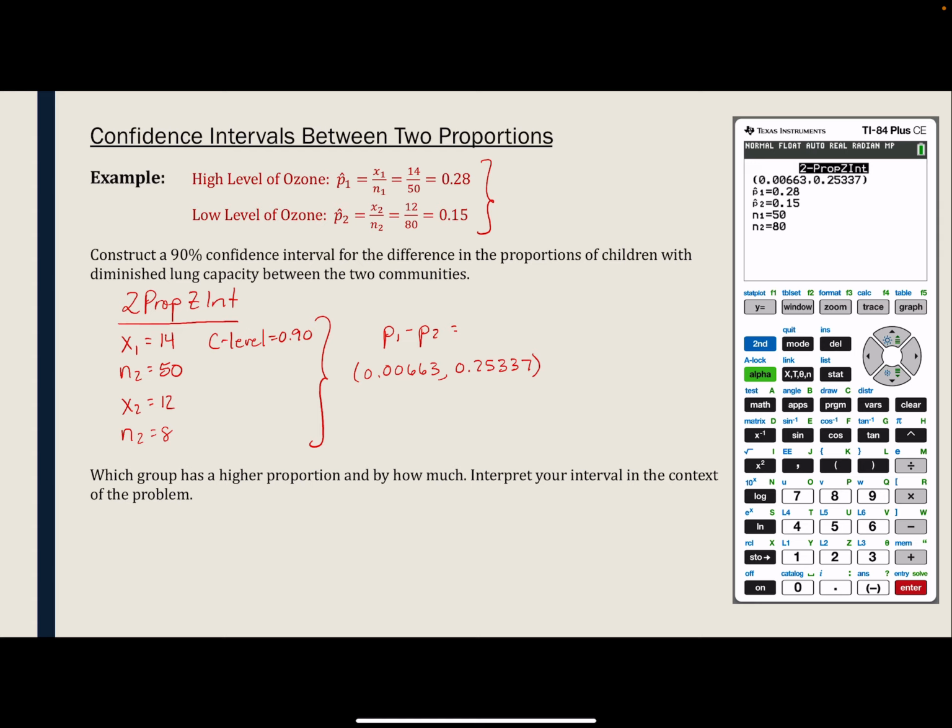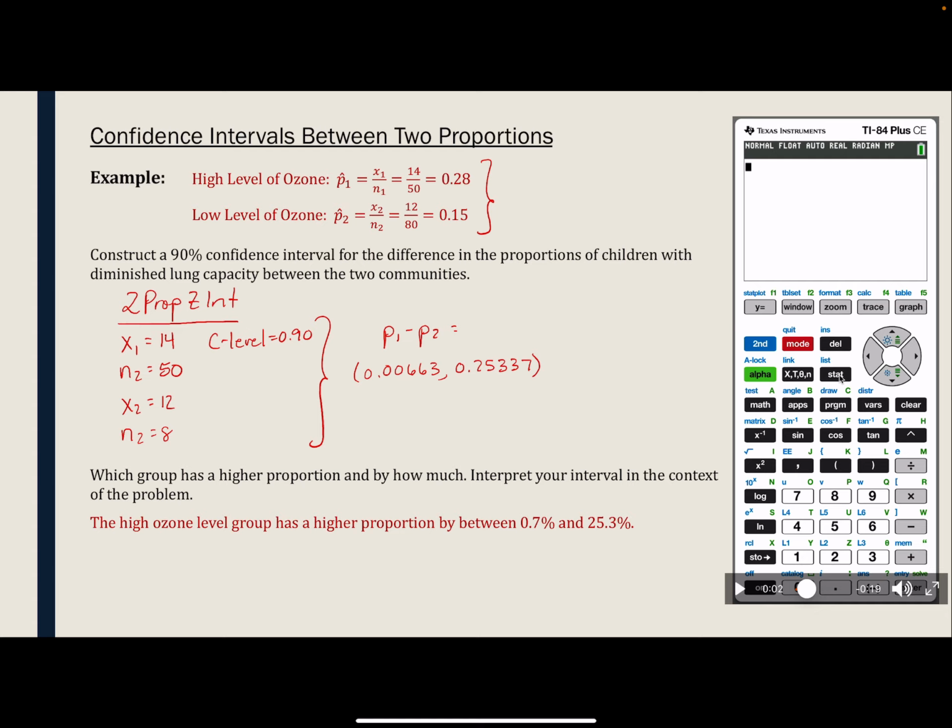So when it says which group has a higher proportion and by how much, we know that the P1 group is higher. So that's the high level of ozone population. And they're higher by, if we round this, 0.7% to 25.3%. So this always starts over. The high ozone level group has a higher proportion of children with a diminished lung capacity by between 0.7% and 25.3%.